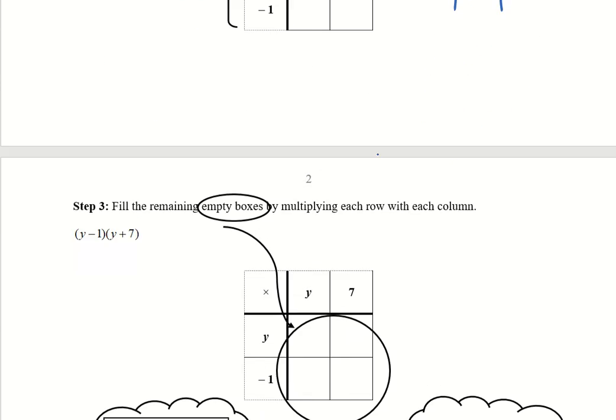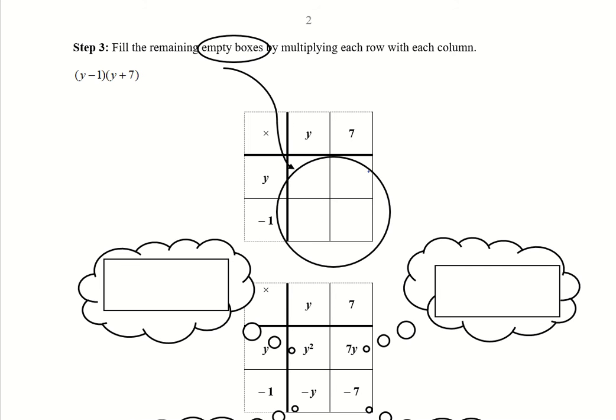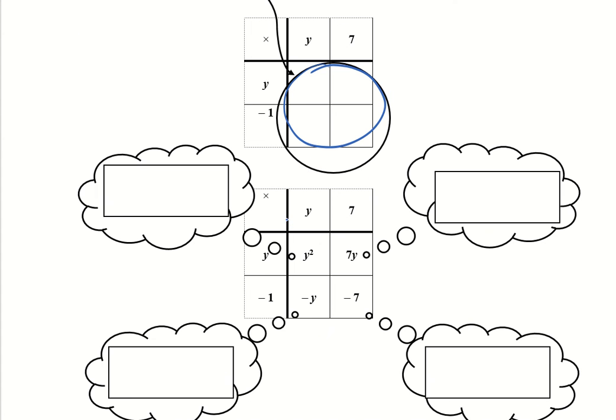Okay, after you have done that, you'll be filling up these empty boxes over here. How you fill them up is you need to think. For example, in this first box here, this corresponds with y and y. So you need to multiply them together. So in this first box there will be y multiplied by y, which will get me y square.